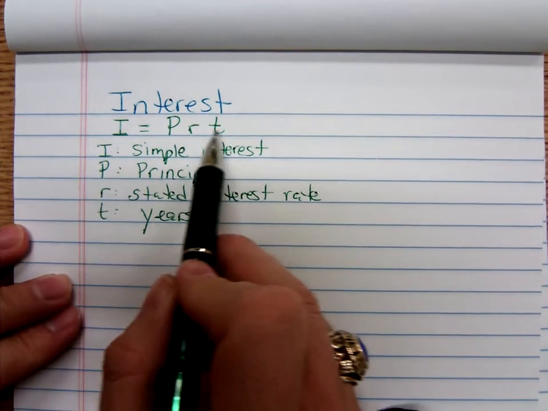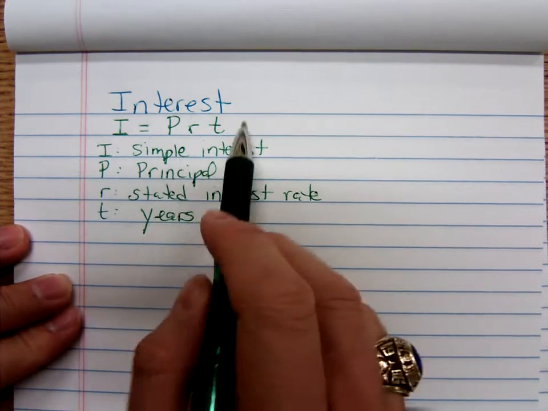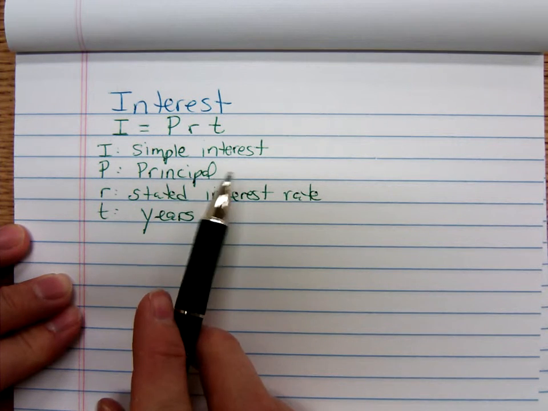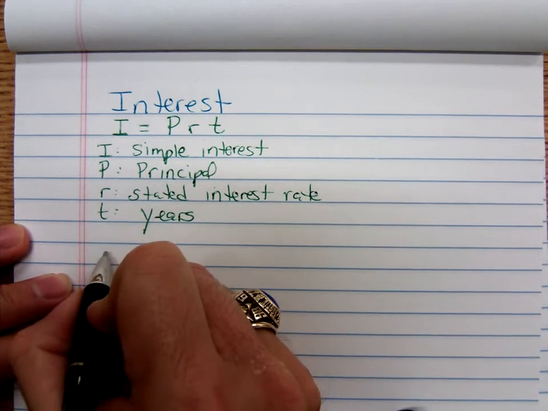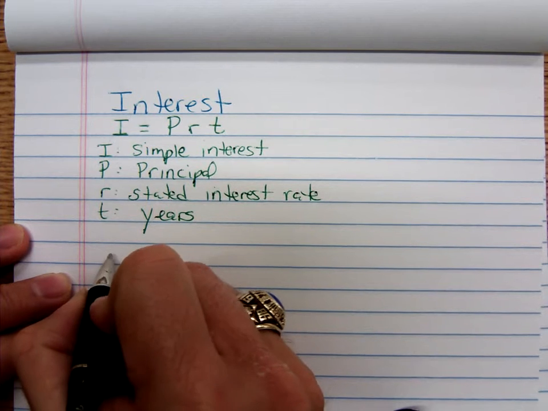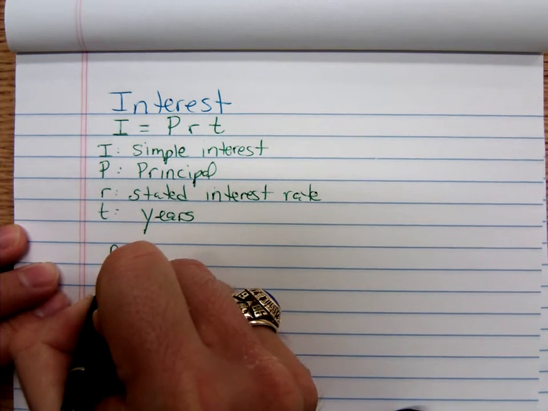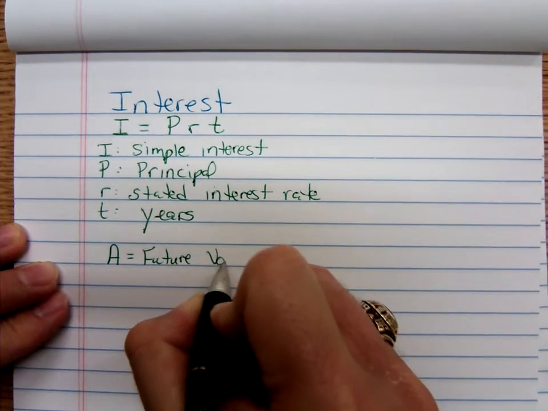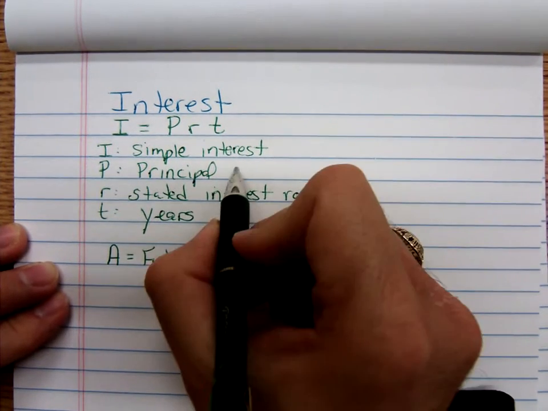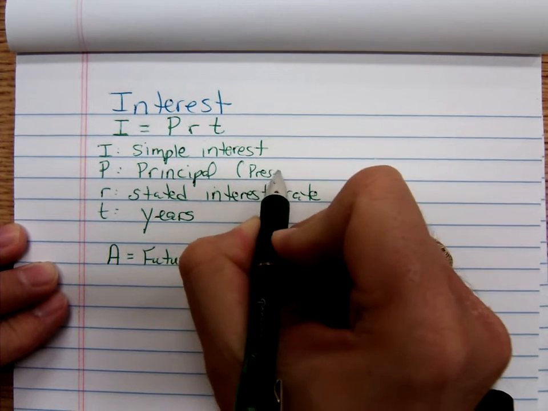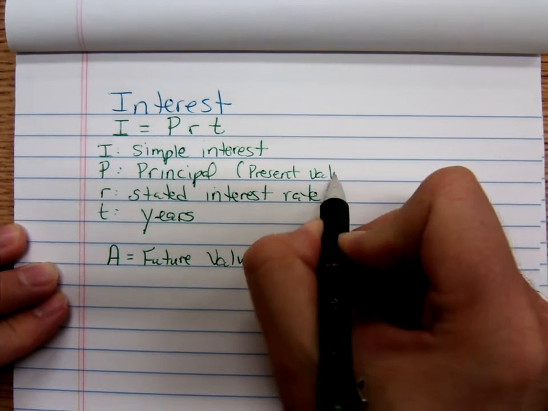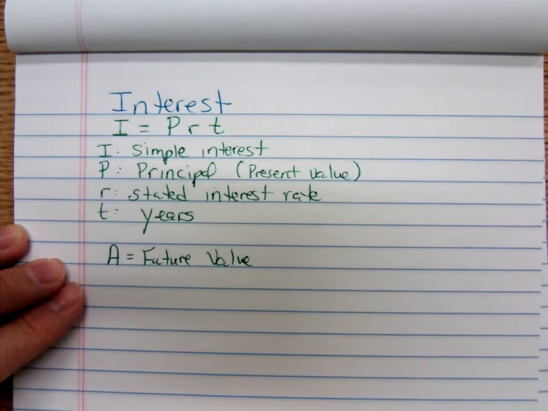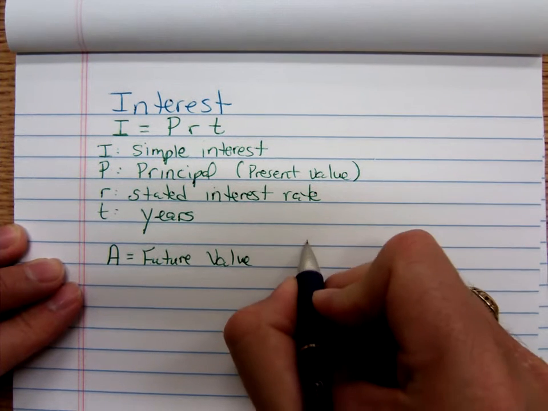there's a few other formulas that go hand in hand with this simple interest formula, I equals PRT. There's something called the future value. If we let A be something called the future value, if P, the principal, is thought of as the present value, and A is the future value, on a financial timeline, we can think of it like this.